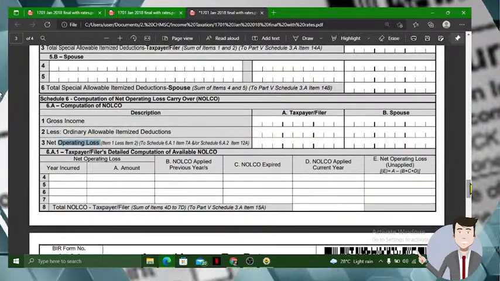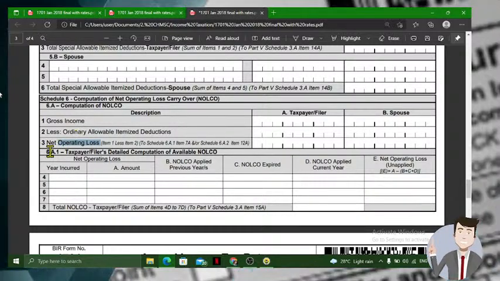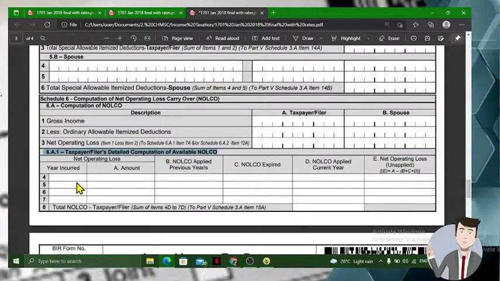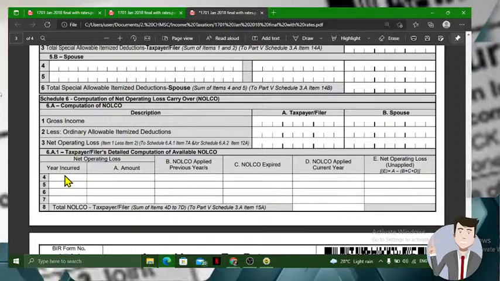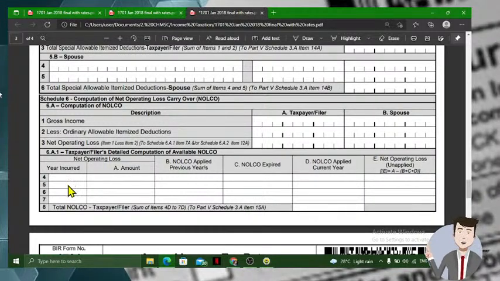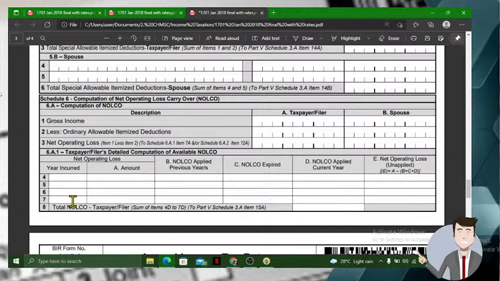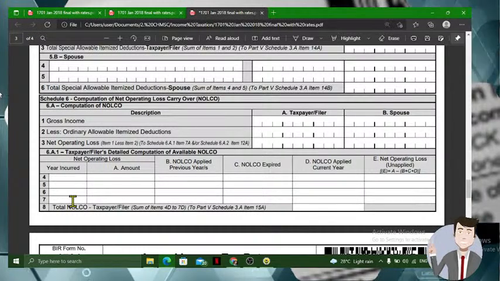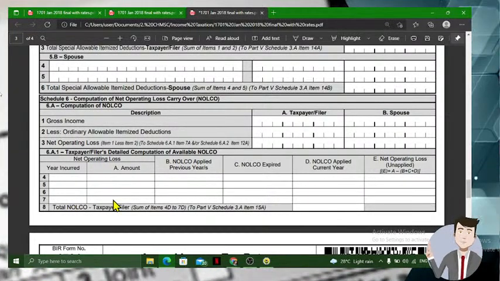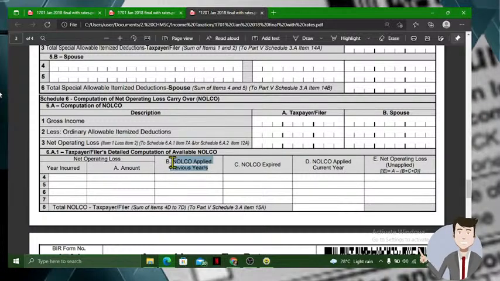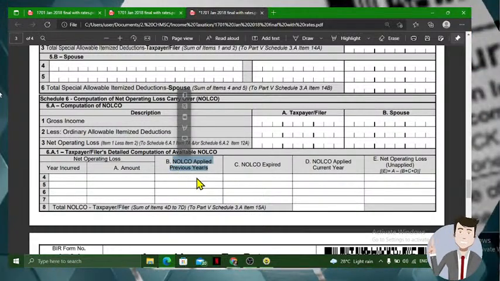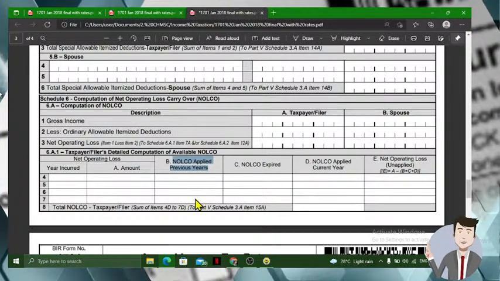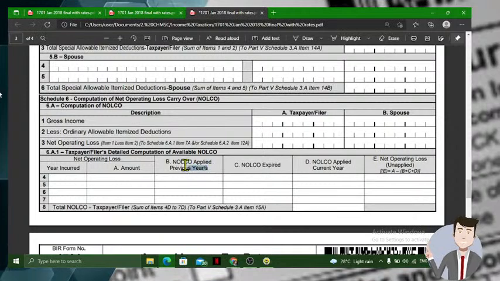So your NOLCO, on the next page, that's 6A1, detailed computation of available NOLCO. So take note, guys, there is a year of operating loss. So in our illustration, year 2000, 2001, 2002, 2003, as the case may be, just in case the company is suffering losses for four consecutive years. So the amount of NOLCO, then the NOLCO applied in previous years. So it's like a ledger, okay? You have to consider that on this column, the NOLCO already used.